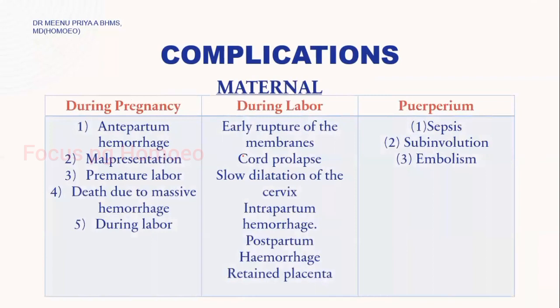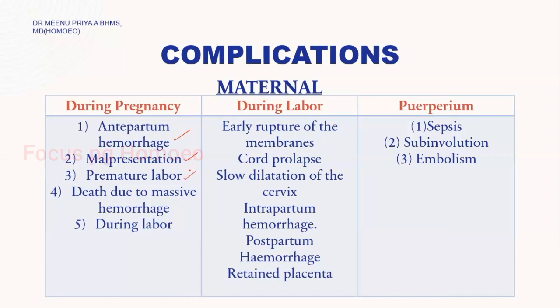Next, what are the complications of placenta previa? Why is this condition an alarming one? Because the complications are more, and that is why the placental lie or placental implantation is assessed during pregnancy. What are the maternal complications? During pregnancy, the maternal complications are again hemorrhage, so antepartum hemorrhage, and malpresentation. It is interrelated. If placenta previa is there, malpresentation will be there, and if malpresentation is there, it indirectly becomes high risk for placenta previa.